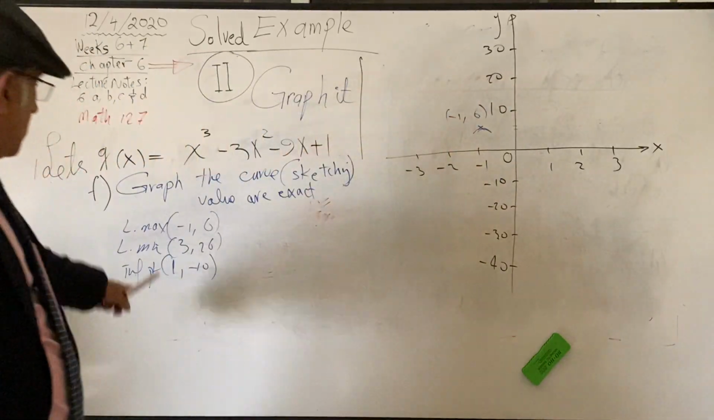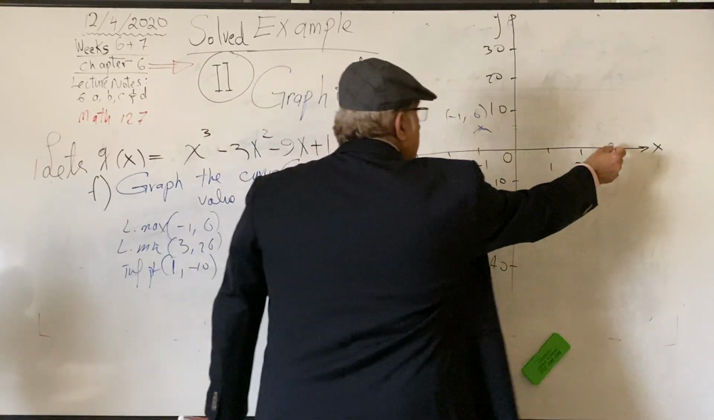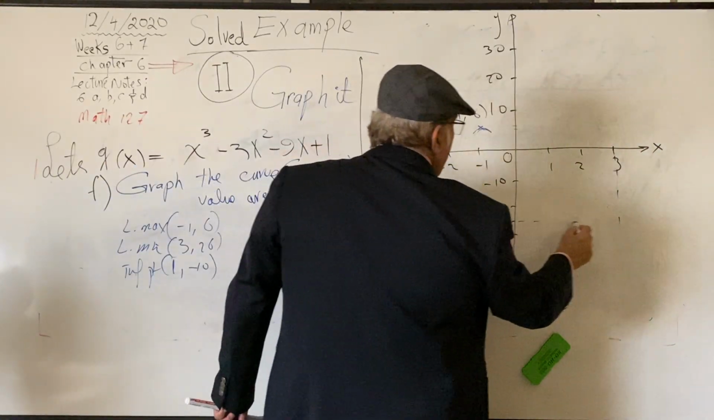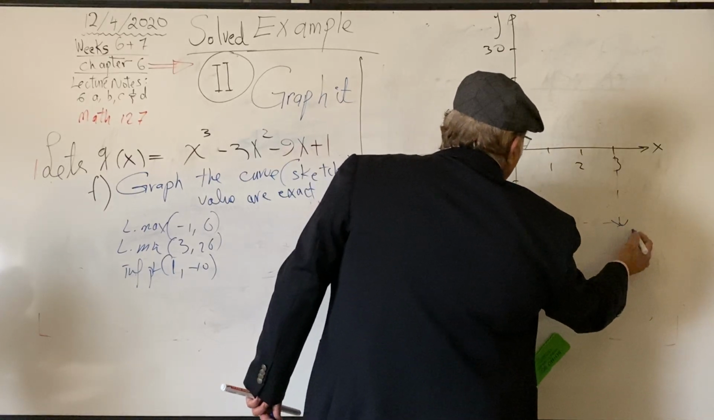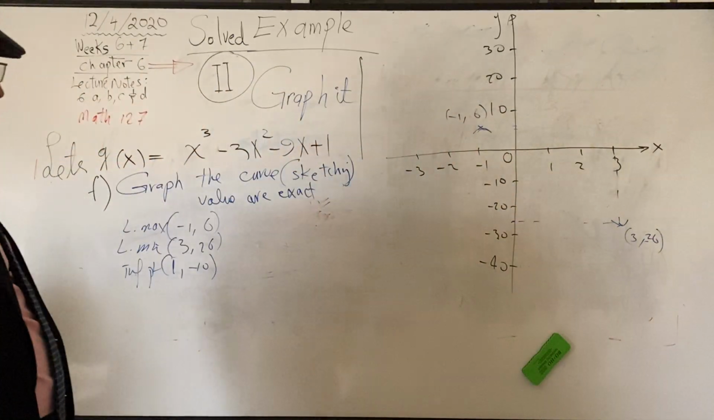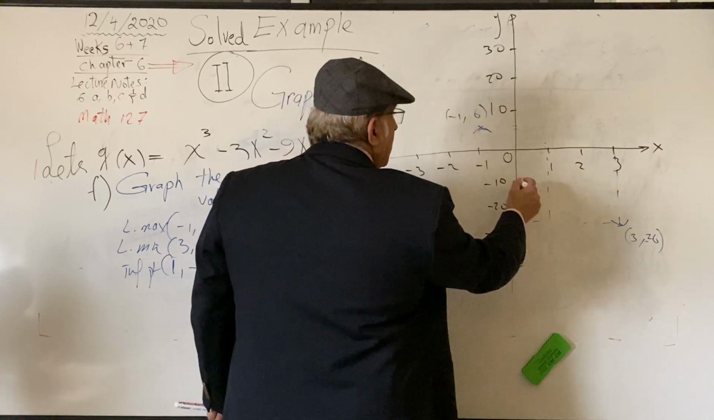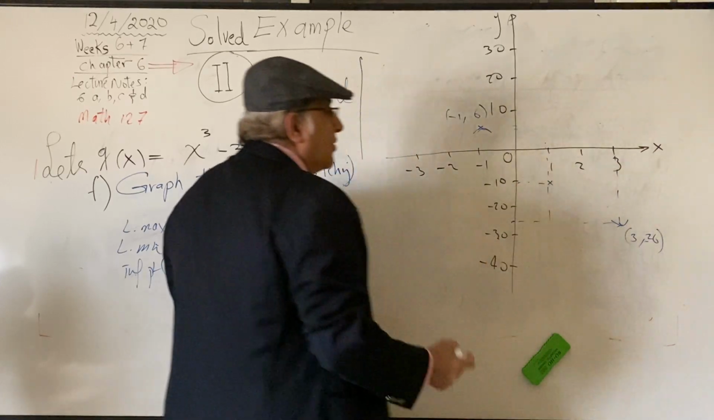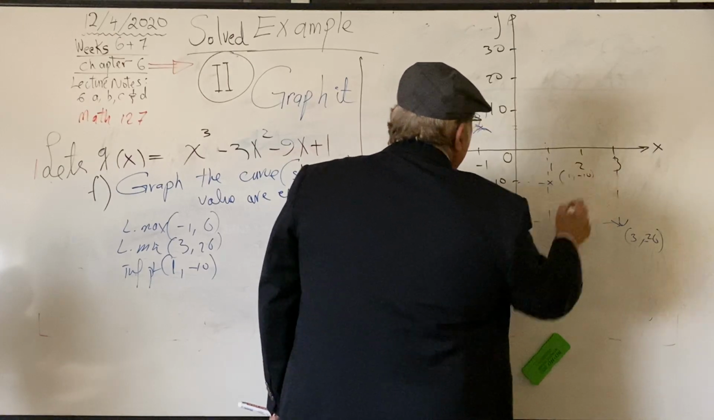Where is my minimum point? 3 and 26. Whoa, this is 25. This is 3. This is 25. Go down a little bit and call this a minimum point. So what's the coordinate here? 3 and negative 26. Where is my inflection point? At 1, negative 10. This is my 1. Where is my 10? Here. Somewhere here, there's an inflection point. That's called 1 and negative 10.